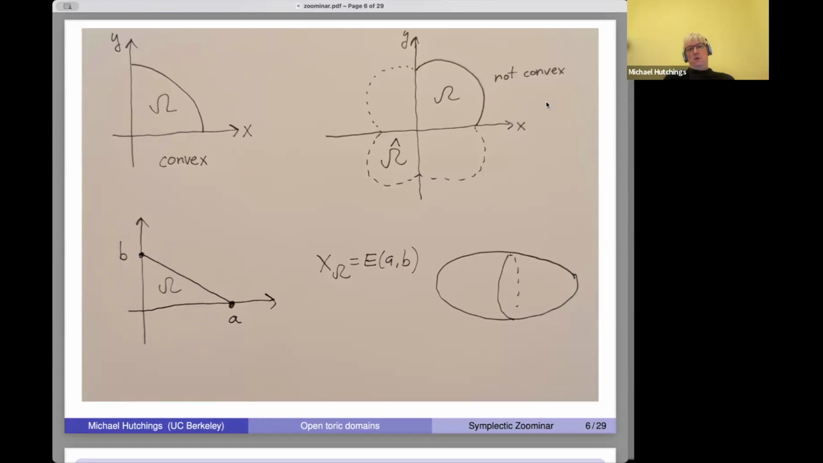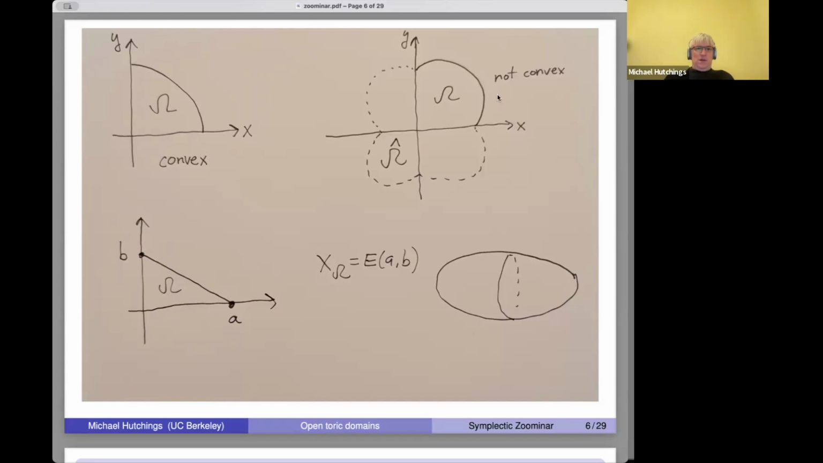The one sort of difference in this case is that the convex toric domain on the left is dynamically convex. So all of the Reeb orbits have Conley-Zehnder index at least 3, while this sort of not quite convex toric domain on the right has Reeb orbits that could have smaller, arbitrarily negative Conley-Zehnder index.